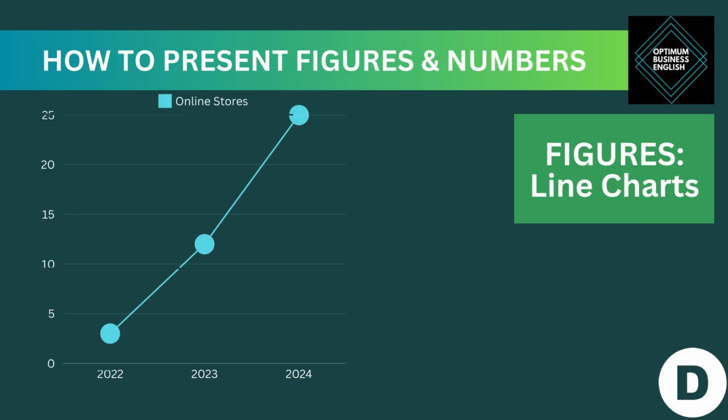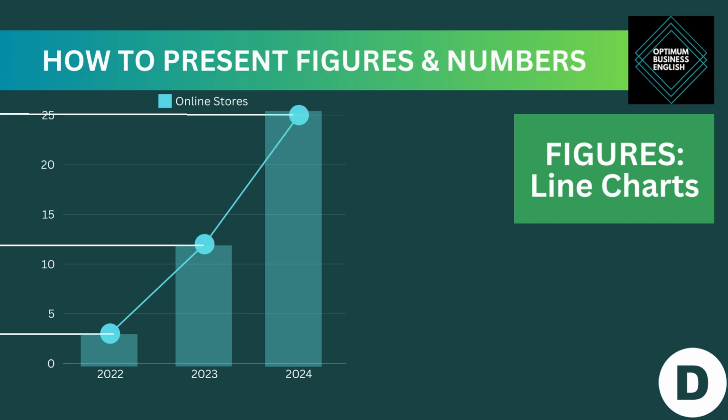The last type of chart we will be looking at in this video is line charts. You may think of it as being a simplified version of a bar chart, where each dot on the line represents the top of each bar on the bar chart, only there is no bar, only the dots left.